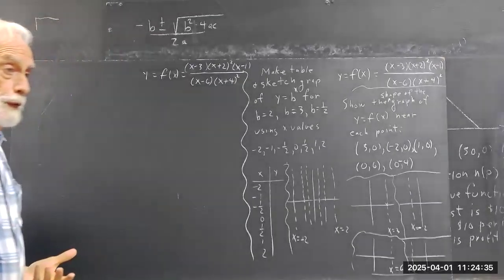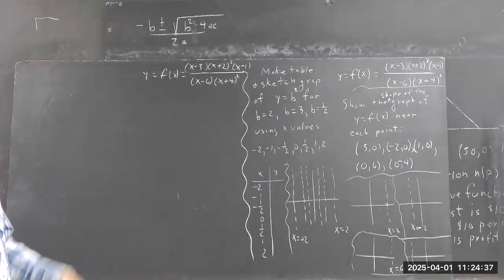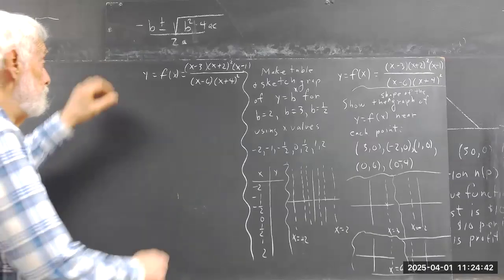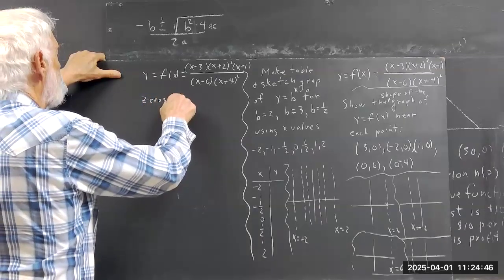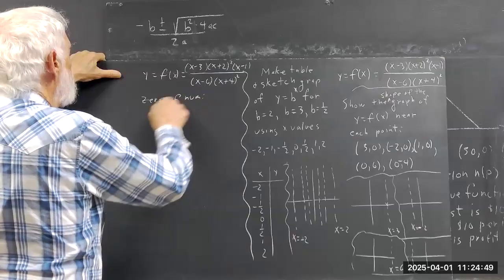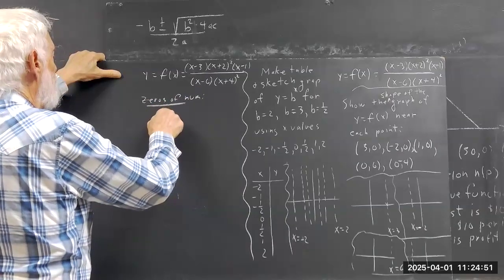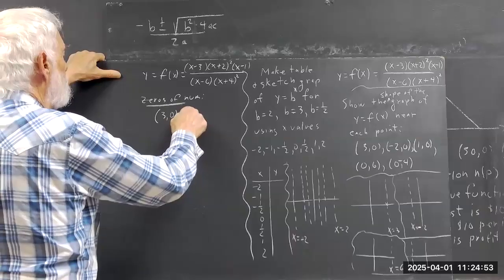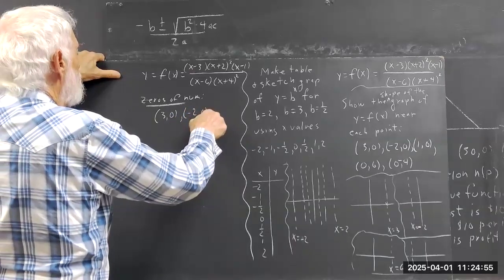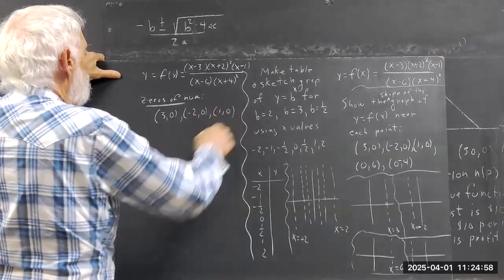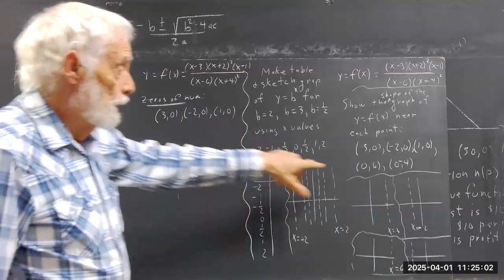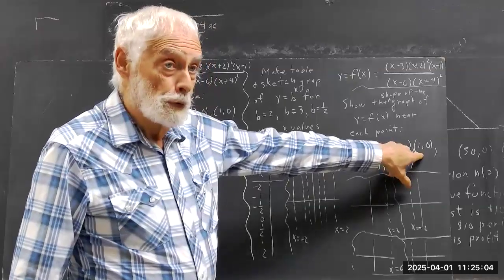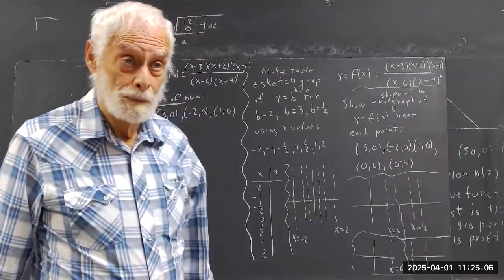Now when you graph this function, what are you going to do? The very first thing is you're going to find the zeros of the numerator and denominator. That's very straightforward. And these 3 points are the first 3 that I wrote down here.